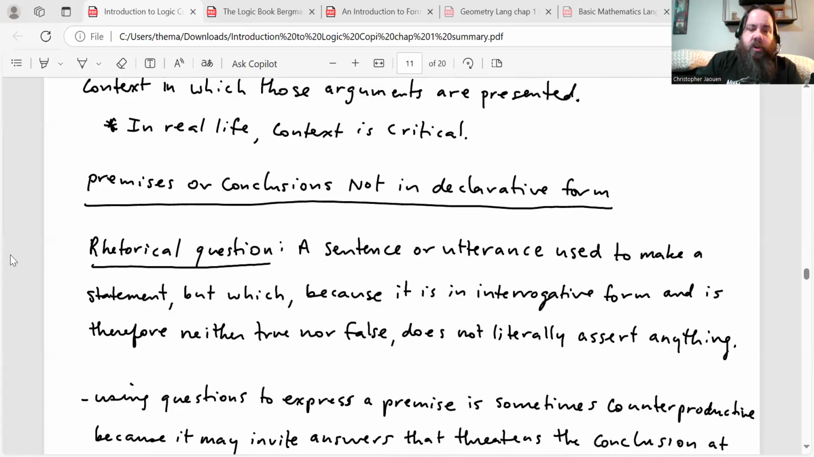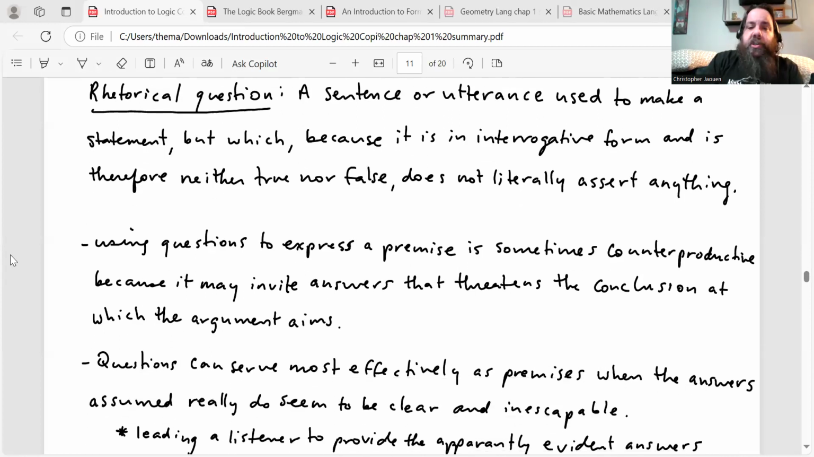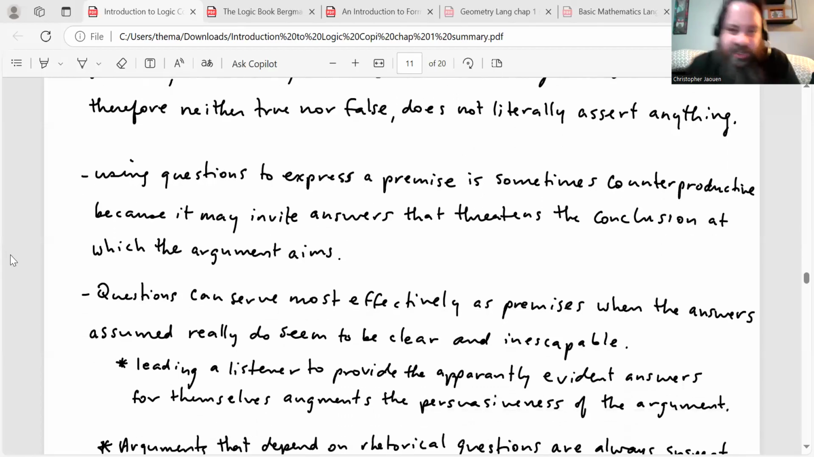In real life, context is critical. Right, premises or conclusions that are not in declarative form. We have, for example, rhetorical questions, a sentence or utterance used to make a statement, but which, because it is in interrogative form and is therefore neither true nor false, does not literally assert anything. Using questions to express a premise is sometimes counterproductive because it may invite answers that threaten the conclusion at which the argument aims.